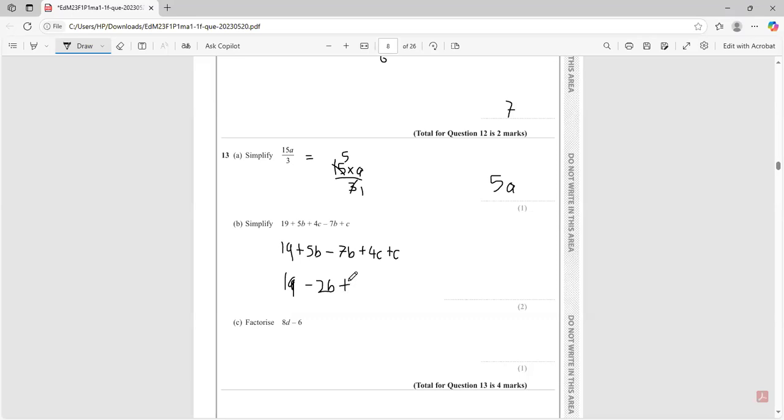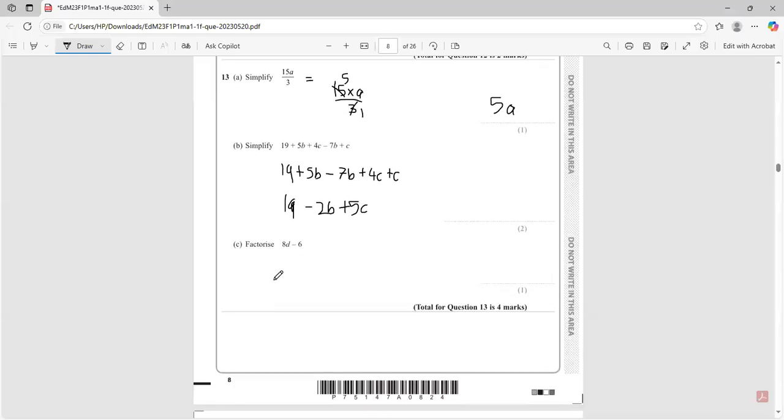5c, thank you. So don't forget to put your plus sign there, and that's the final answer. 19 minus 2b plus 5C. All right, so we roll.